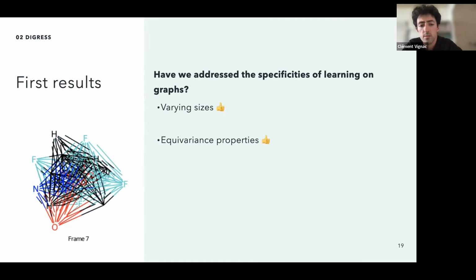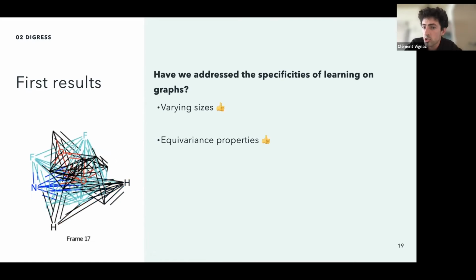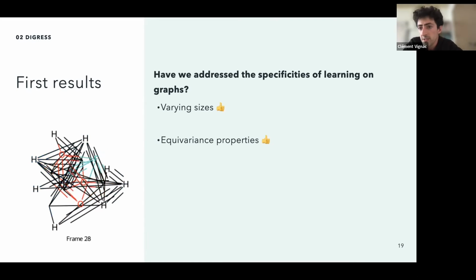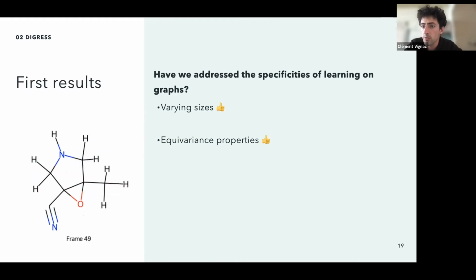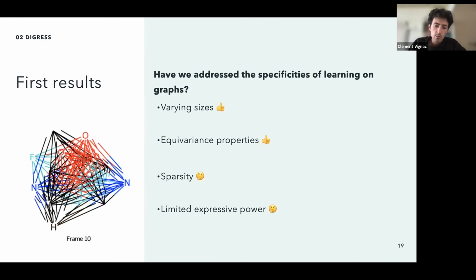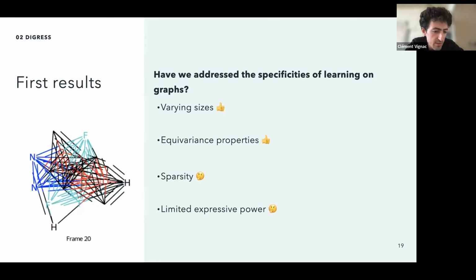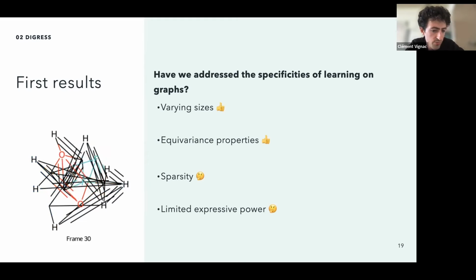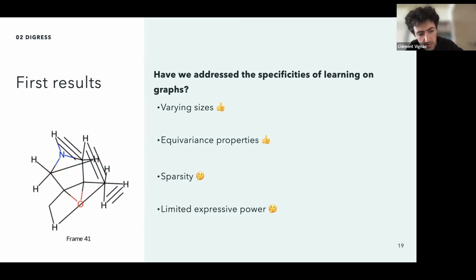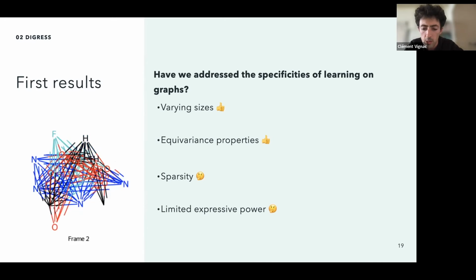So have we addressed the challenges of graphs that I mentioned before? Varying sizes, yes, because this is easy. As long as you use a graph transformer network or graph neural network, you can have varying sizes. We have equivariance as we wanted. Sparsity, not really, because what you can see is that it takes time to generate a sparse graph. In the end, it's sparse, but it takes many iterations. So this is something that we can probably improve.